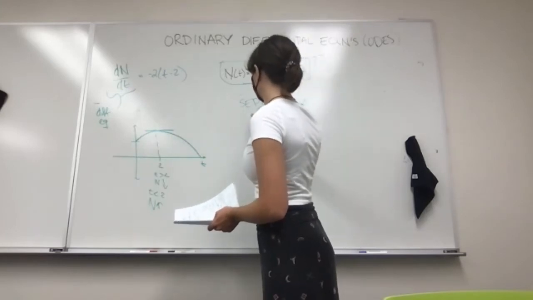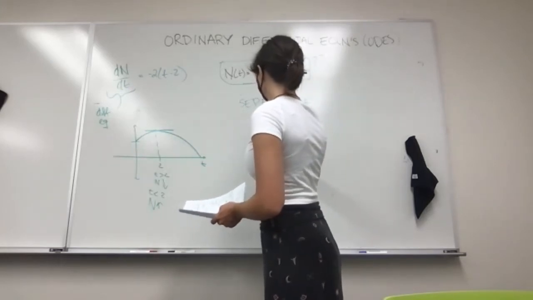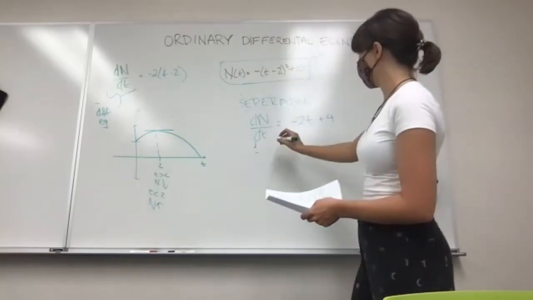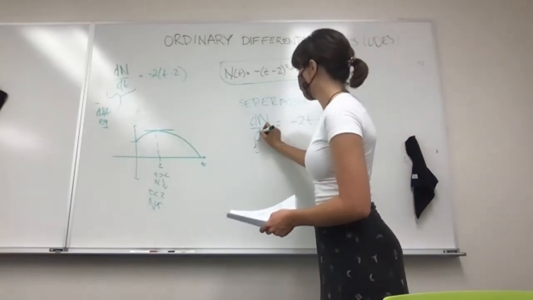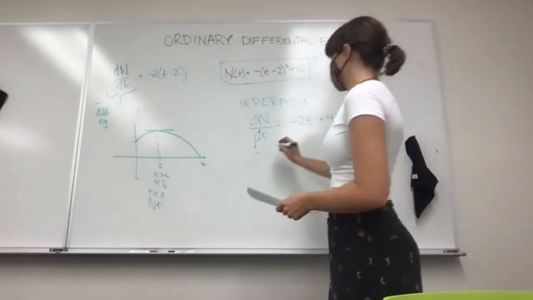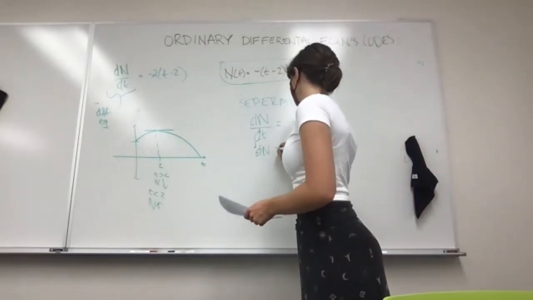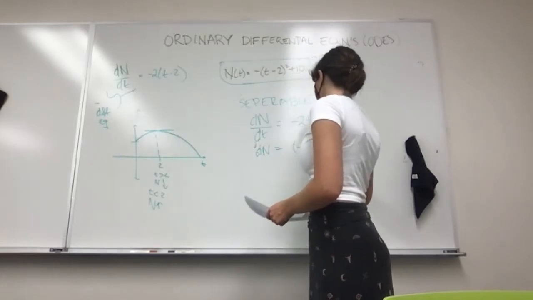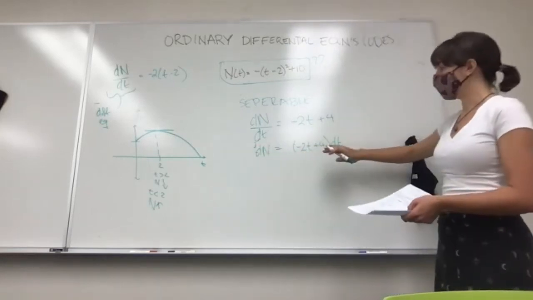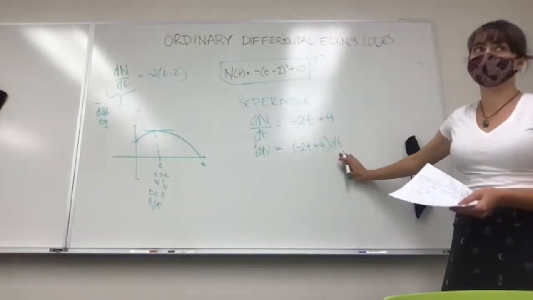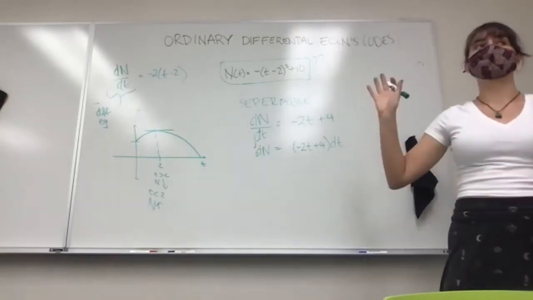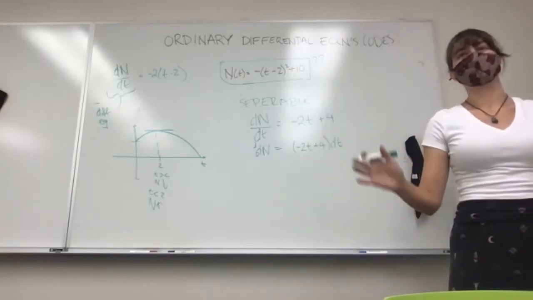So we can rewrite this as dn/dt is equal to -2t plus 4. And so my goal in a separable equation is to have all of the n's on one side and all of the t's on the other side. So I can say this is dn is equal to (-2t plus 4) dt. So all my n's are over here, all of my t's are over here. Depending on the form of this equation, you can't always do this, but in these cases you can, and that's like the gold standard of analytically solving differential equations.